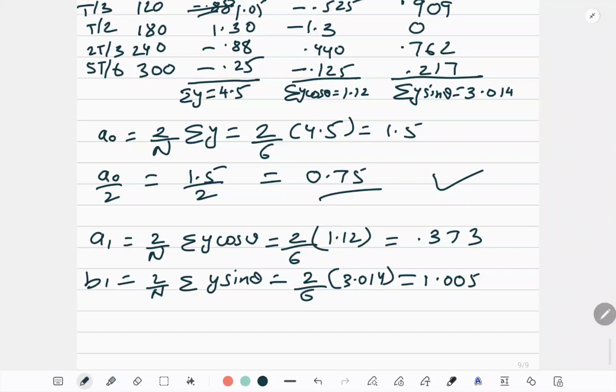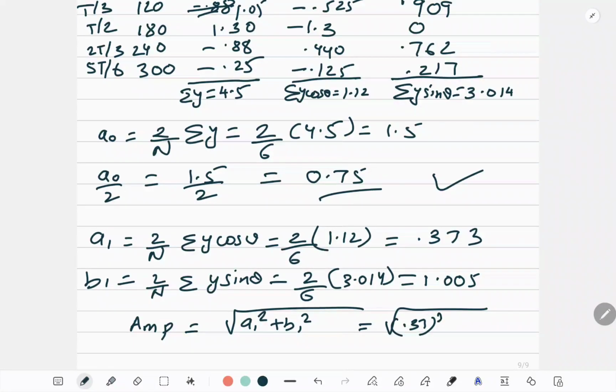So I can very well write down the first harmonic, right? But what they have asked is the amplitude of the first harmonic. The amplitude of the first harmonic is given by the square root of A1 squared plus B1 squared. So the square root of 0.37 squared plus 1.005 squared. You have a calculator, so don't be scared of the decimal numbers. That will be equal to 1.072, which is your answer. So it is a very easy method.